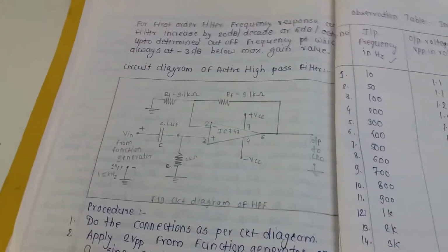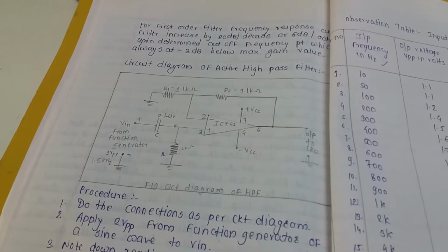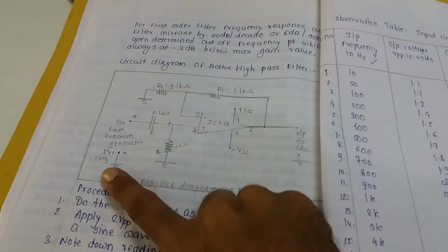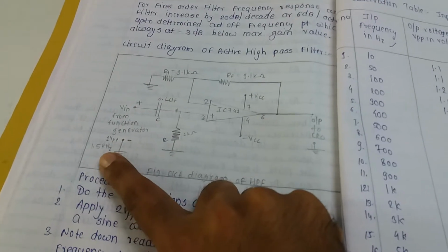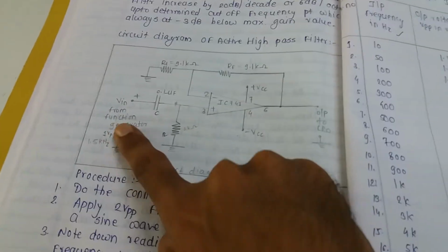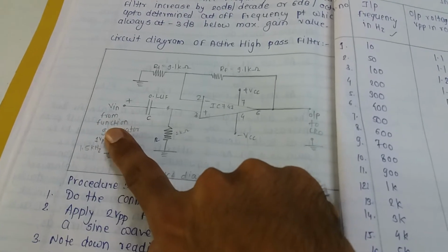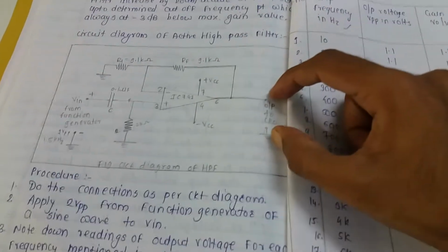Next, I am going to make the circuit diagram as per that one and connect it to the function generator. We are going to connect the function generator as an input of 1 volt, and the frequency is already set at 1.5 kilohertz. A fixed 1 volt peak voltage we are going to give, and the output voltage we are going to see in the CRO.